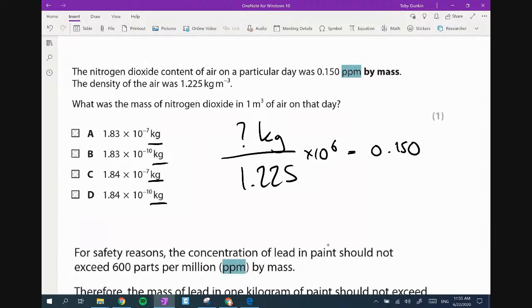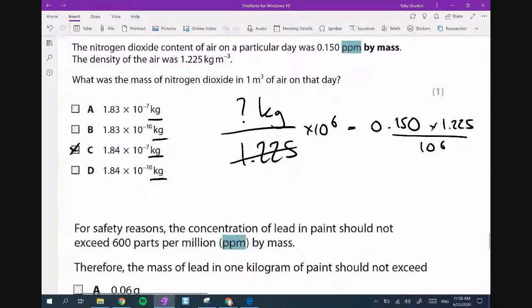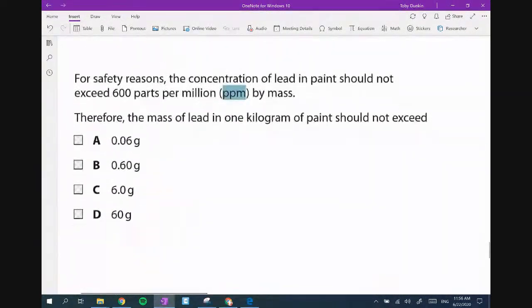So reorganize. Times by 1.225 divided by 10 to the 6. The problem is, I might get this one wrong, guys. I apologize if I do. Multiplied by 1.225 divided by 10 to the 6. Right. 1.84 times 10 to the minus 7. Oh, wow. That's clever, isn't it? There you go. C. Because it rounds up. That's clever. That's a trick, that is. Don't like that at all.